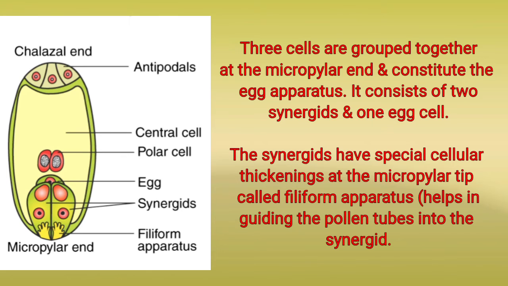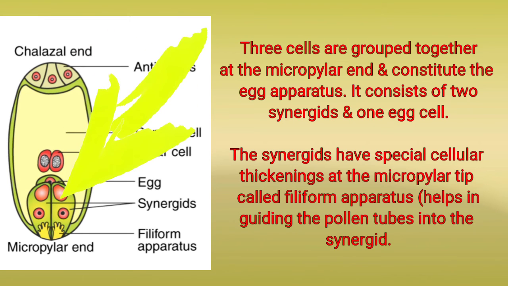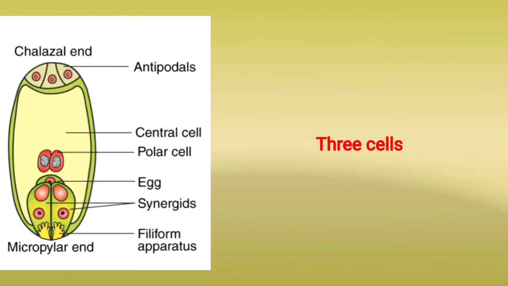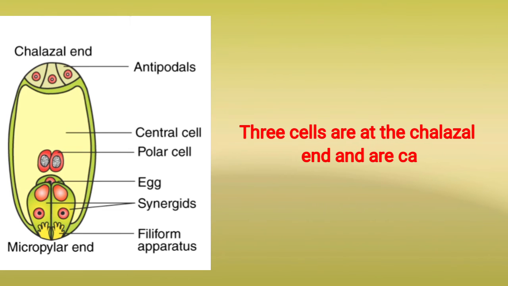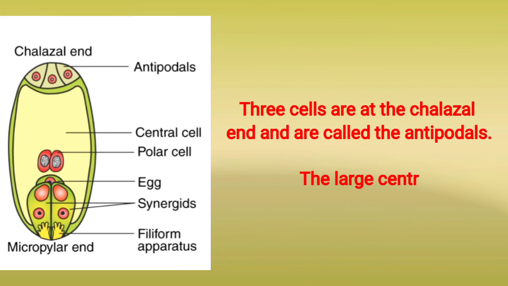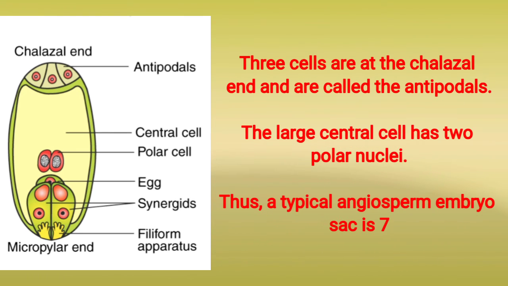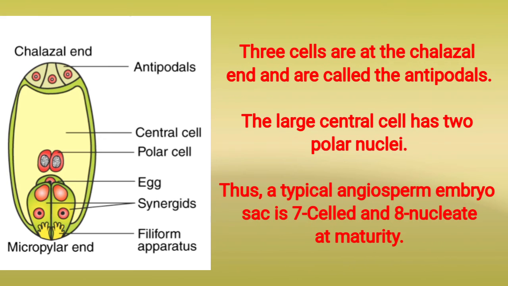Now let's look at the diagram. First of all, see the micropylar end. Here we can see there are 2 synergids, 1 and 2, and also an egg. In the synergids there is a filiform apparatus, which helps the pollen tube to enter the egg. The other 3 cells are at the chalazal end and are called the antipodals. And the large central cell has 2 polar nuclei.